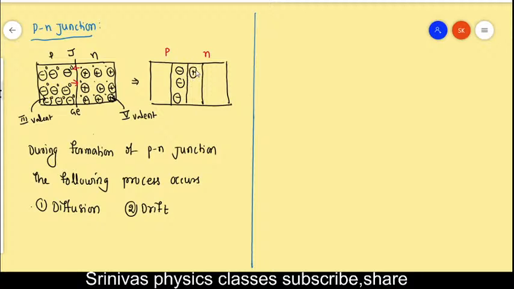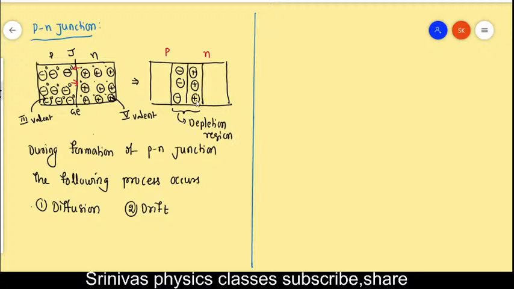That's where they become the positive ions. And finally, we are getting a region which is free from electrons and holes, and which contains only immobile negative and positive ions. This region is called the depletion region. Like this, the depletion region forms. And then what is the diffusion process?